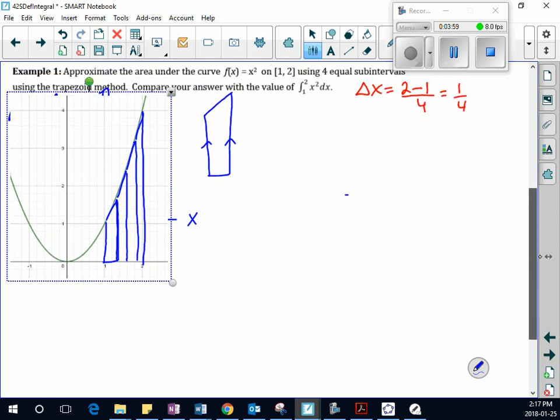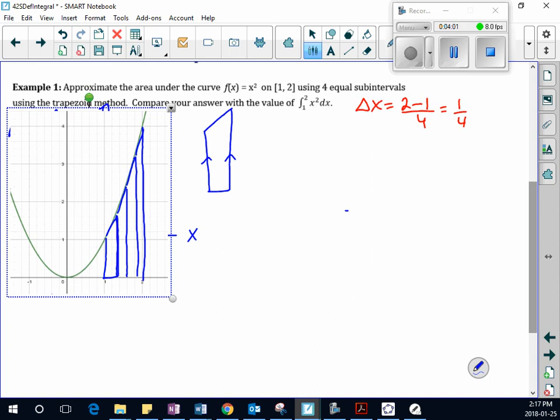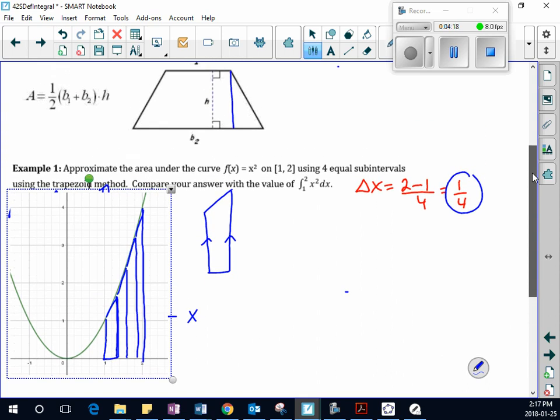Anyways, we need to find now the area. So what are we going to do? Well, we need to add up all the areas, right? What is the width each time again? 1/4. Do you remember the formula for area of a trapezoid? You need to take base 1 and add base 2 to it, right? So base 1 is this one, base 2 is this one.